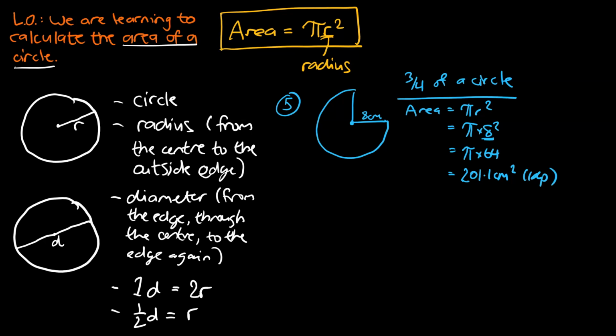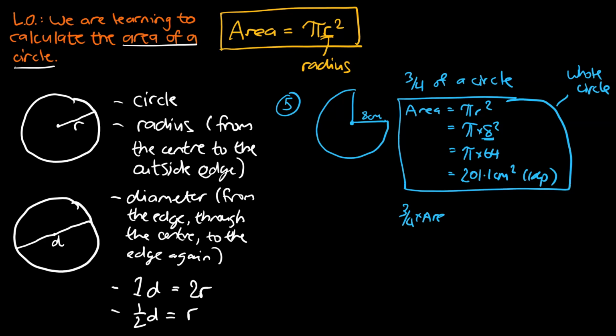And the only issue is this here is an entire circle. That there is a whole circle. So what we need to do is we need to times the area by 3/4 to get 3/4 of a circle. So 3/4 times 201.1. And that was from our area above. So when we do that, so 201.1 times 3 divided by 4, that's going to get us to 150.8 centimeters squared. And that there was rounded to 1 decimal point.